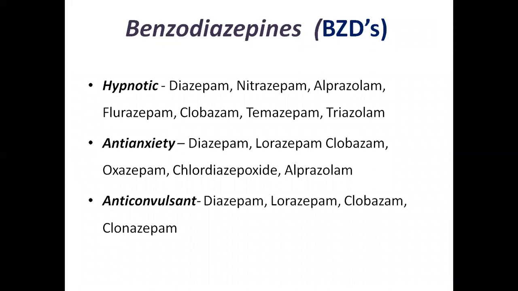Coming to the next group of drugs, that is benzodiazepines. We have already learned the classification, just a recall of it. That is, we have hypnotics, we have anti-anxiety drugs, we have anticonvulsant drugs. In the group of hypnotics, we have diazepam, nitrazepam, alprazolam, flurazepam, clobazam, temazepam, triazolam. Anti-anxiety, we have diazepam, lorazepam, clobazam, oxazepam, chlordiazepoxide, alprazolam. Anticonvulsant, we have diazepam, lorazepam, clobazam, clonazepam. Diazepam, lorazepam, clobazam are there almost everywhere. Lorazepam is mainly an anticonvulsant and anti-anxiety drug.